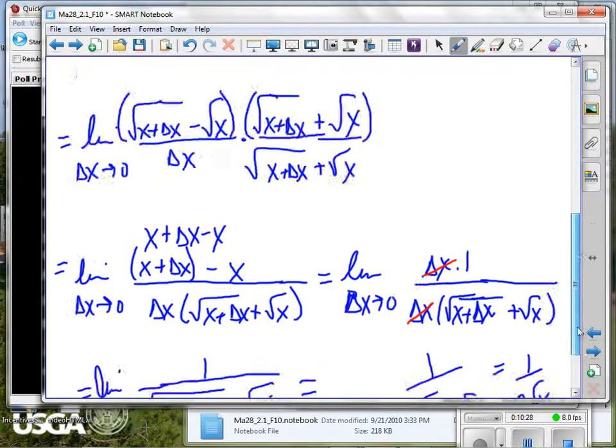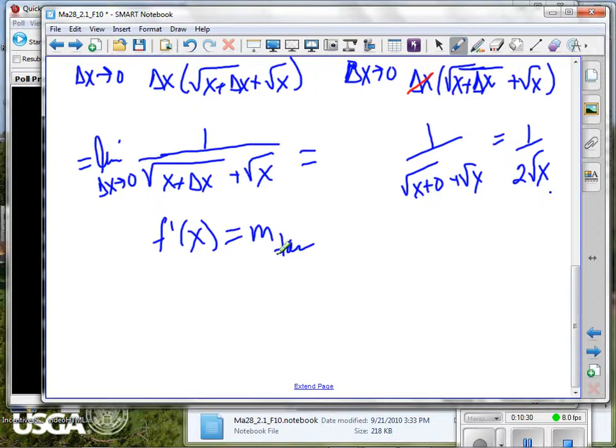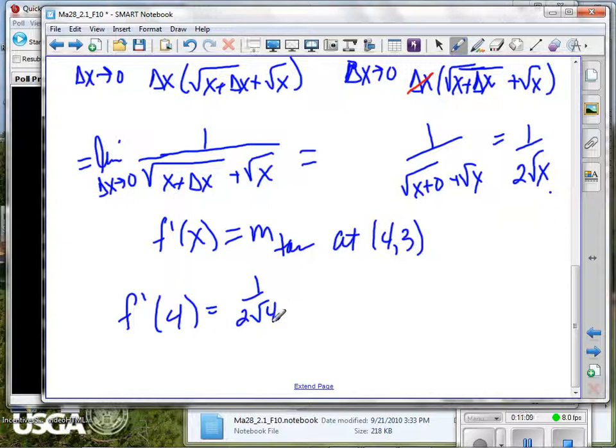Okay, we know that we want to evaluate this. The slope of the tangent is going to be at what point? 4, 3. So what is the slope at the point 4, 3? What goes inside here? This is the input, the input of the point where we want to determine the slope of the tangent. So if I do this, I have 1 divided by 2 square root of 4, or actually 1/4.